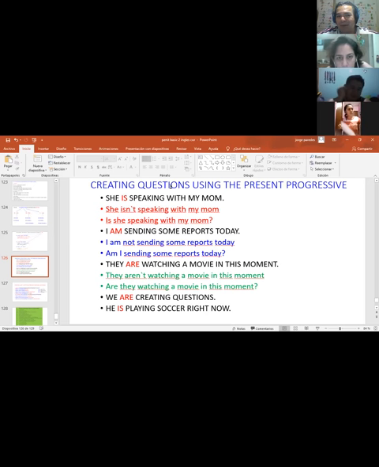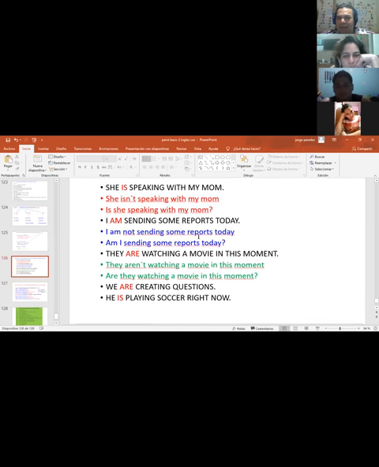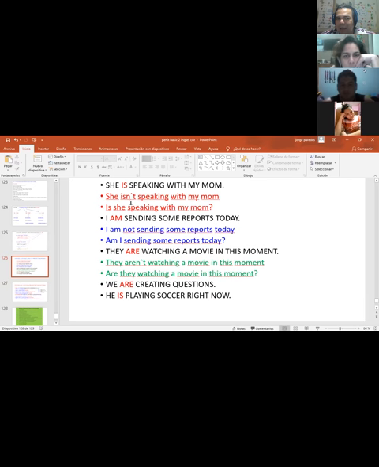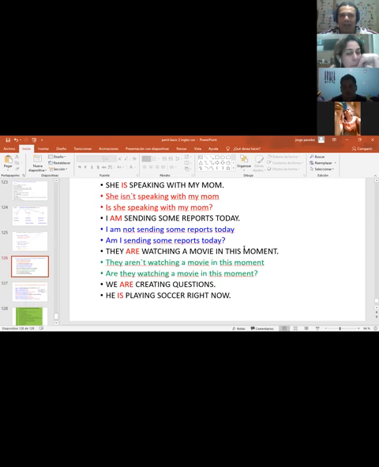Aquí decía preguntas utilizando el present progressive, ok, ahora aquí dice creando preguntas con WH words. ¿Qué es distinto? What is the difference? Que en este de aquí, hacíamos la negativa y la pregunta para toda la oración. La diferencia de acá es que de la oración sacamos 1, 2, 3 preguntas. ¿Ok? Do you understand? ¿Entienden? Yes, teacher.